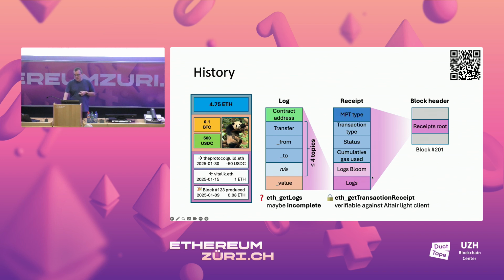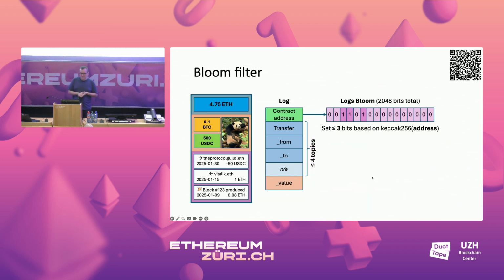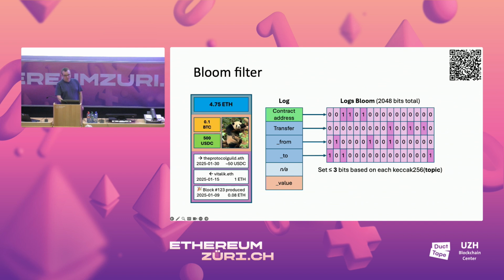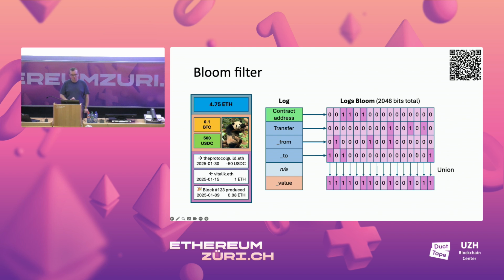So how does the logs bloom work? It's a bit vector, 2048 bits. And for every single item that is indexed, like the address and the 4 topics, we set 3 bits based on some hash function. We do that for every indexed log value, and we get 3 bits for each one, and then we just union them, and this is our logs bloom.